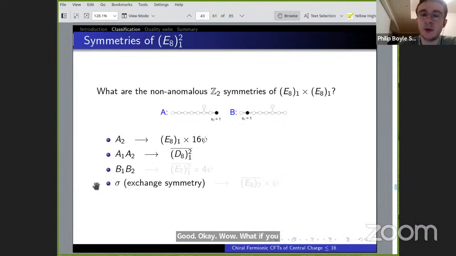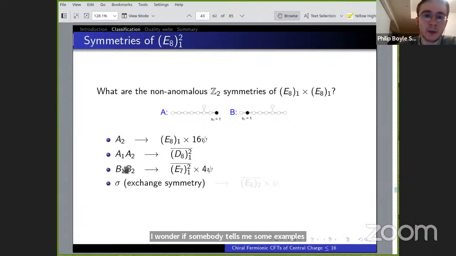What if you fermionize A1, A2? Well, in this case, we get a new theory called D8 level 1 squared, with an overline. What this means is that it is a theory with D8 level 1 squared symmetry, but the overline indicates that it's not just some simple character, it's some combination of characters. I'll spare the details. I'm just giving an overview of the results here.